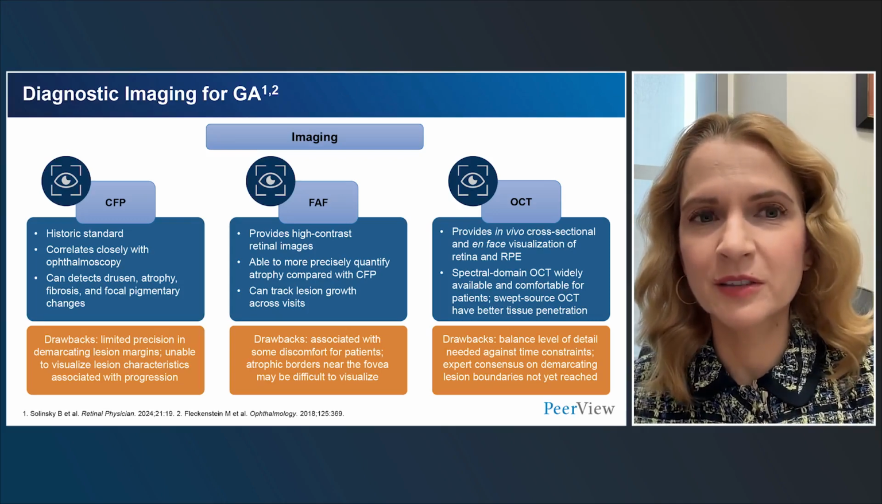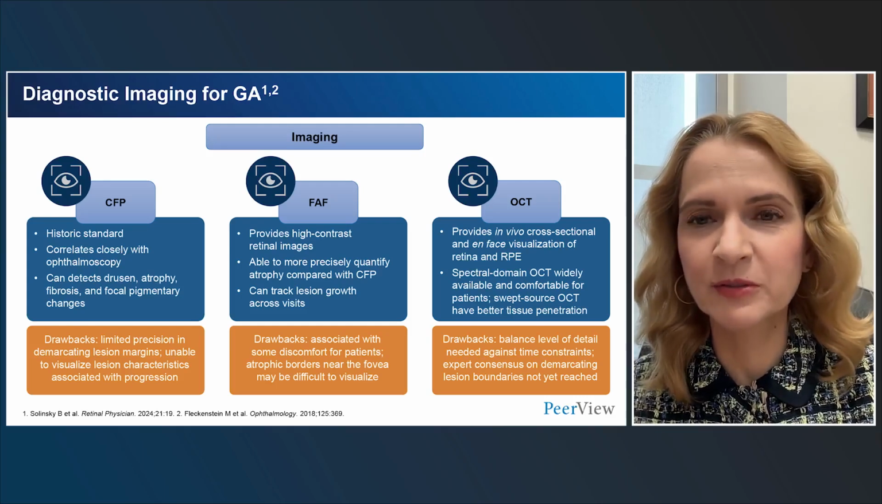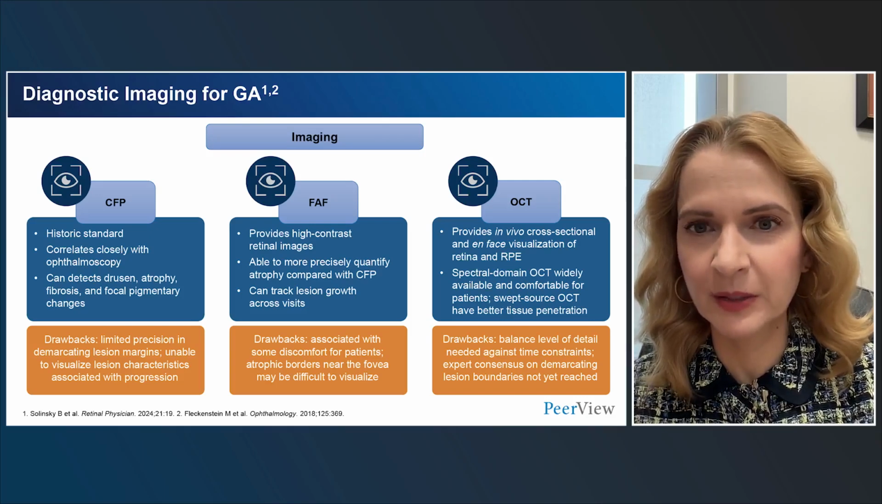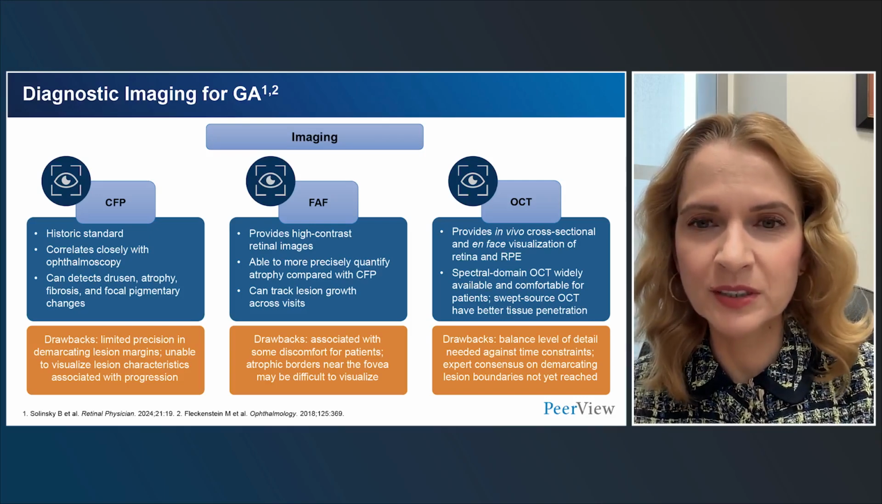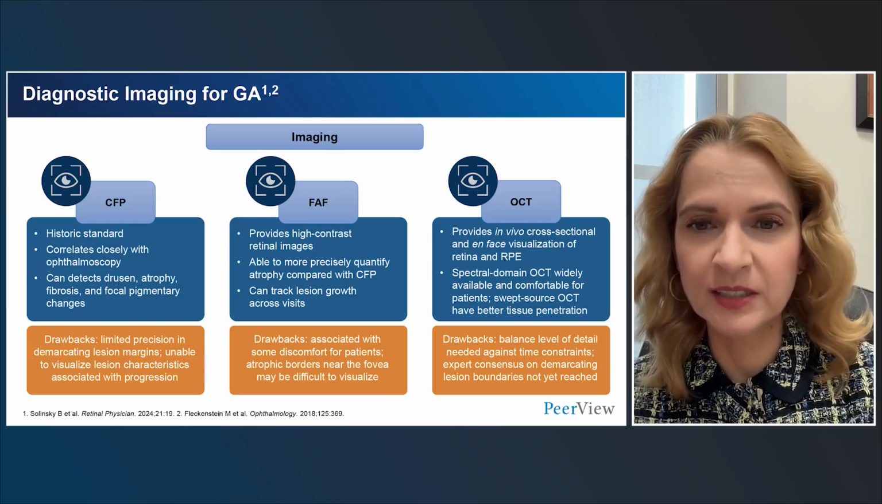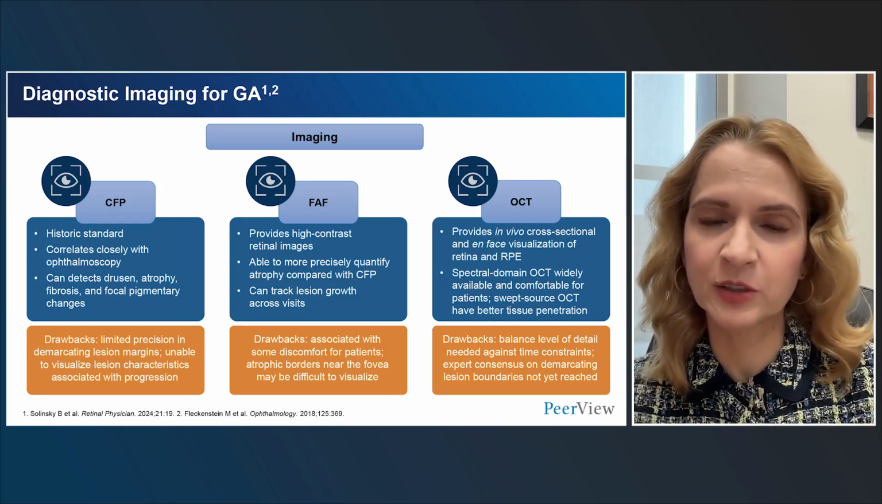Optical coherence tomography is present in many eye clinics these days. It is very useful because it provides in vivo cross-sectional and en-face visualization of the retina and RPE. Spectral domain OCT is widely available and comfortable for patients, and swept source OCTs have better tissue penetration. They're not yet available in all our clinics, but extremely valuable.